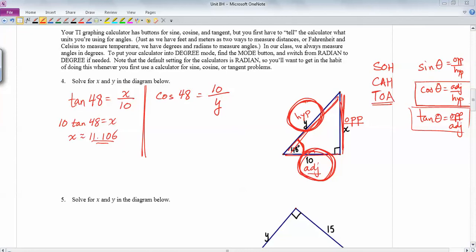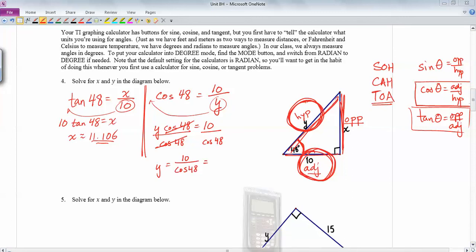When it's a nice number in the denominator, you can just multiply it over and you're done. This one, if I multiply it over, I'm going to get y times cos 48 equals 10, which is a little bit nicer because now y is not stuck in the bottom. And then to get the y by itself, I'm going to divide both sides by cos 48. So these guys cancel, and I'm left with y equals 10 over cos 48.